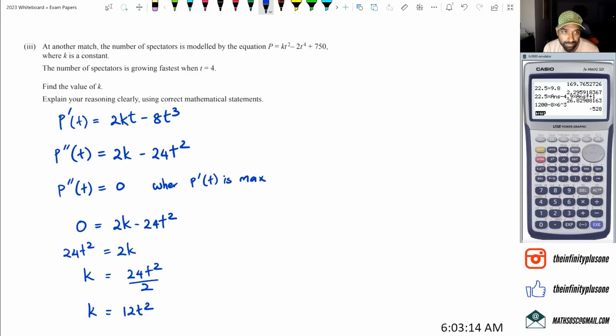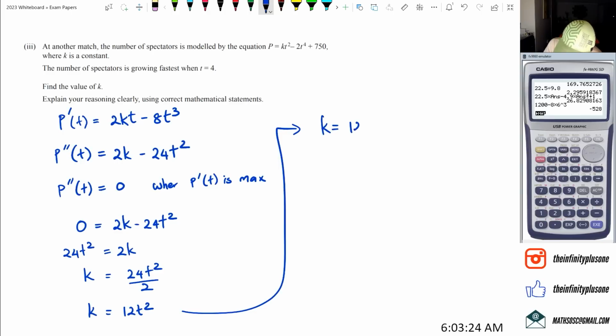Oh, but of course, number of spectators is growing fastest when t is equal to 4. So that means I've actually got to go back and substitute t as 4, and I'm going to get 12 times 16, which equals 192. That's better. k is equal to 192.